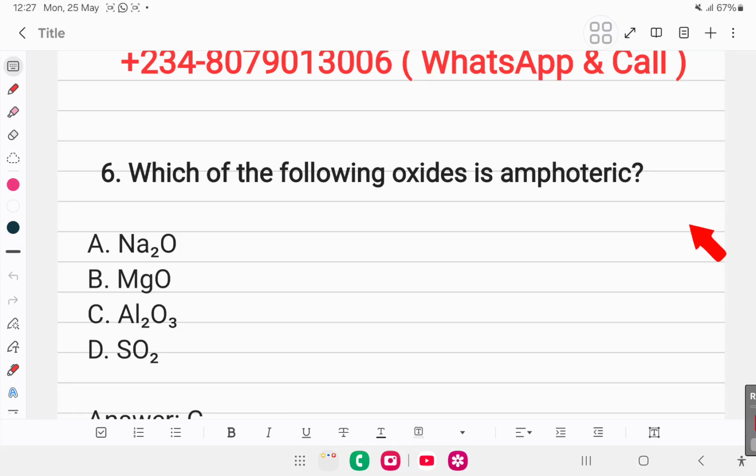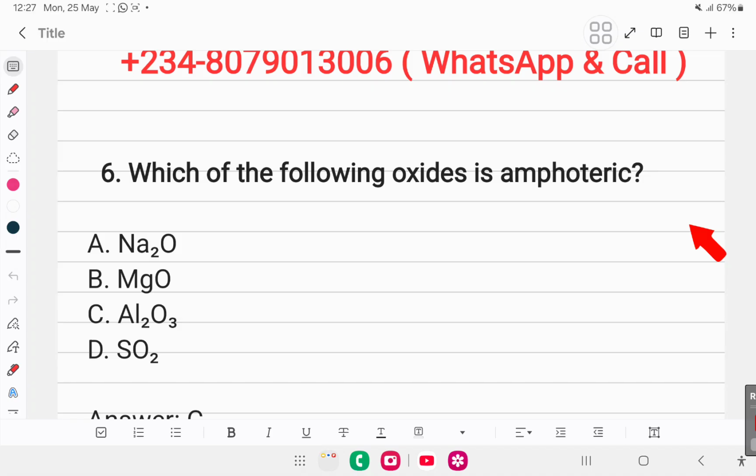Which of the following oxide is an amphoteric oxide? Which of the following oxide is amphoteric? Firstly, what is an oxide? An oxide is a compound that is composed of only oxygen and other elements. An oxide is a compound that consists of 2 elements only, oxygen and any other element. It could be oxygen and another non-metal, or oxygen and a metal.